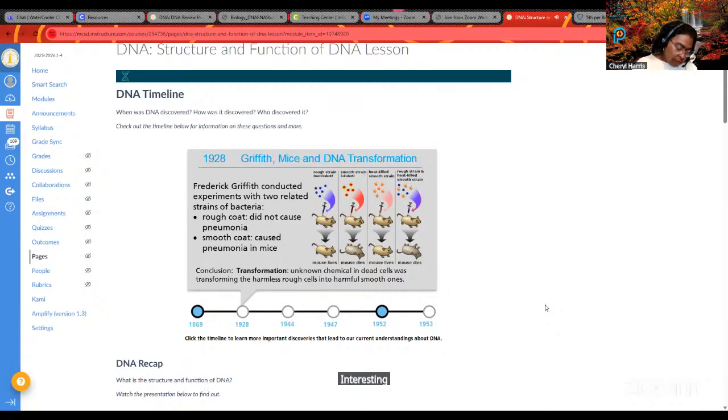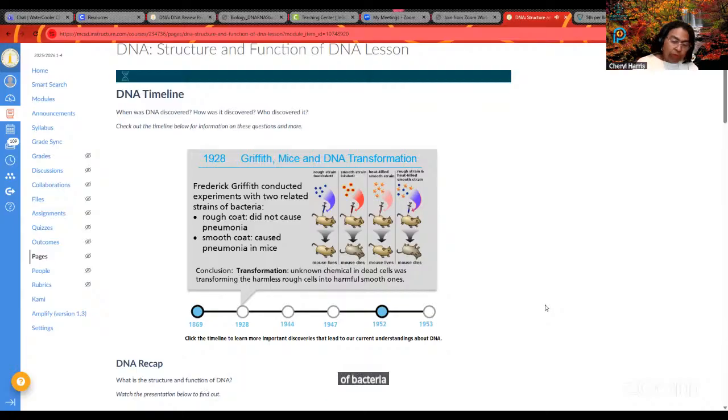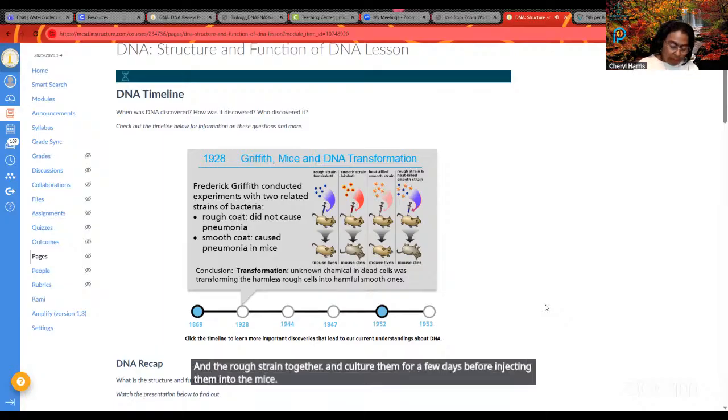Interestingly, Griffith took this experiment 2 steps further. He then decided that he would try to kill the smooth strain of bacteria first before injecting it into mice. He did this in the third column of the picture. The mouse lived. Finally, Griffith decided to mix both the killed smooth strain and the rough strain together and culture them for a few days before injecting them into the mice. When he did this, he found that the mice died.